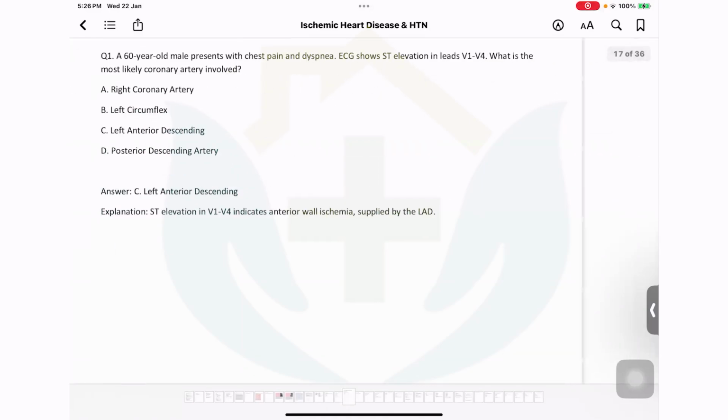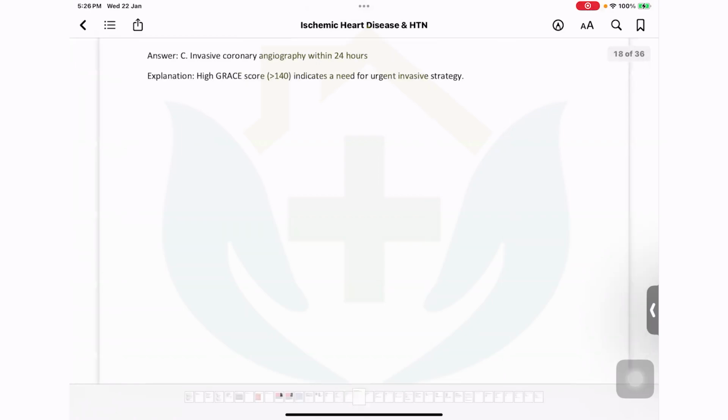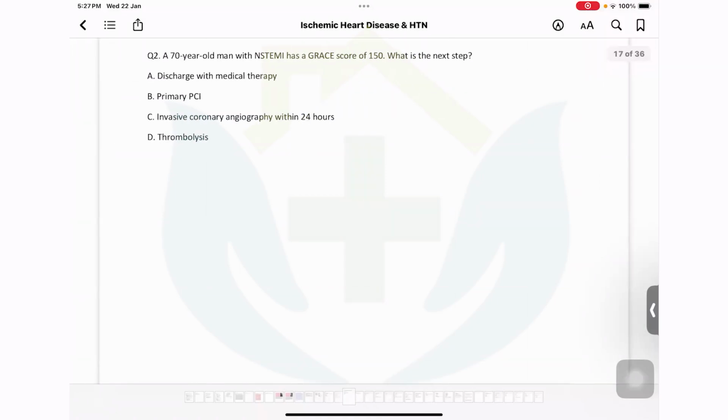Cool. So LAD. A 70-year-old man with non-STEMI has a GRACE score of 150. What is the next step? So we actually did not cover the GRACE score. We would like to go for invasive angiography within 24 hours. Anything more than 140 GRACE score, this patient requires an urgent invasive strategy. GRACE score was basically developed to match the STEMI scores. So if the patient has STEMI, we would like to immediately intervene and put a stent in the patient.